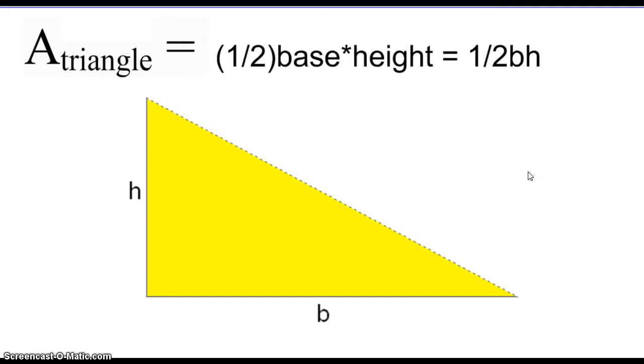Since it's all multiplication, it does not matter if you multiply the base times the height and then you divide by 2. It doesn't matter if you take half of what the base is and then multiply it by height. It doesn't matter if you take half the height and multiply it by base. So it does not matter.